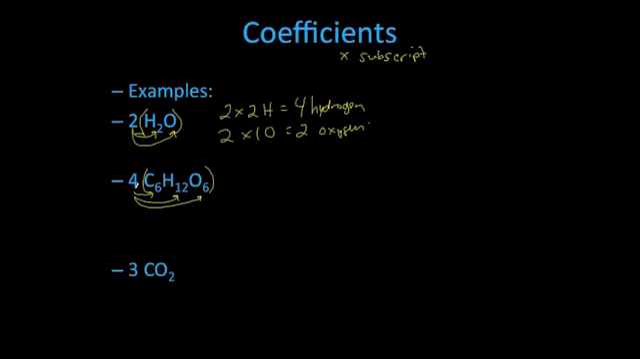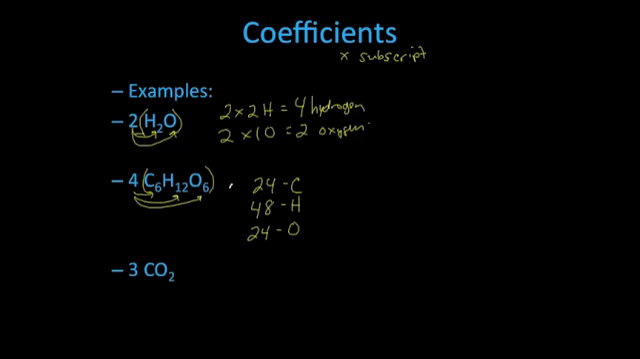Okay? So this would be like saying 4 times 6 carbons would be 24 carbons. All right, and 4 times 12 hydrogens would be 48 hydrogens. And 4 times 6 oxygens would be 24 oxygens. So there's 24 carbon atoms, 48 hydrogen atoms, and 24 oxygen atoms in 4 molecules of glucose. So this coefficient is telling you how many molecules of each compound you have.